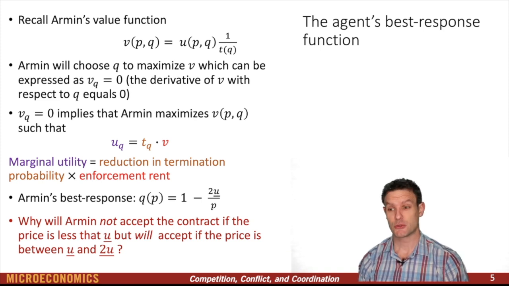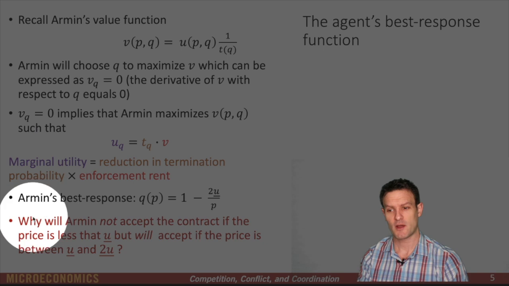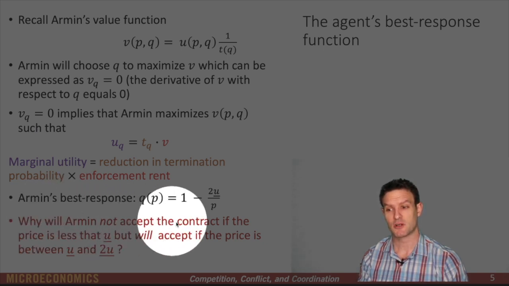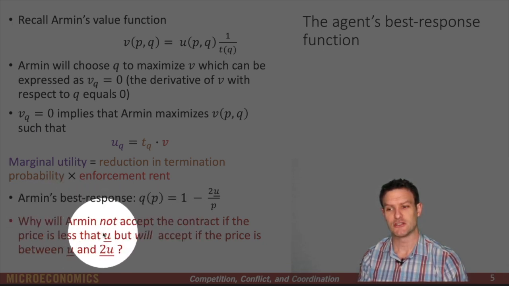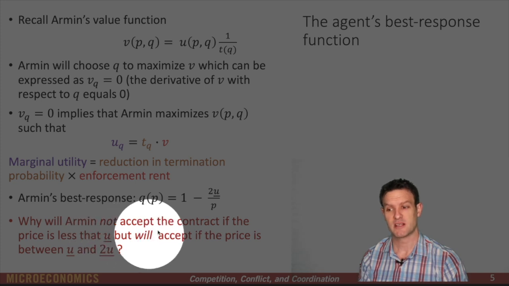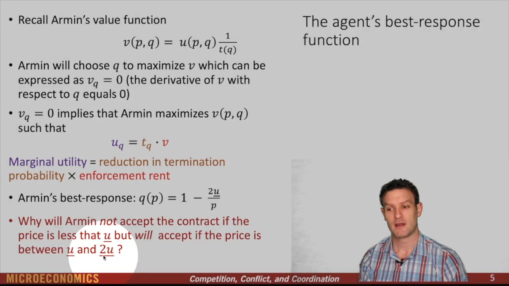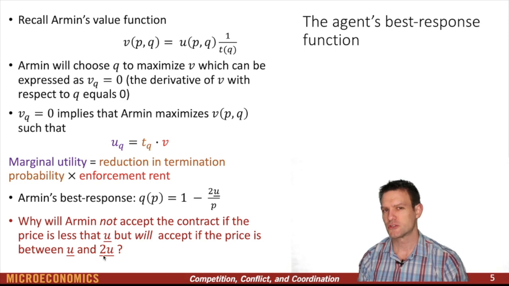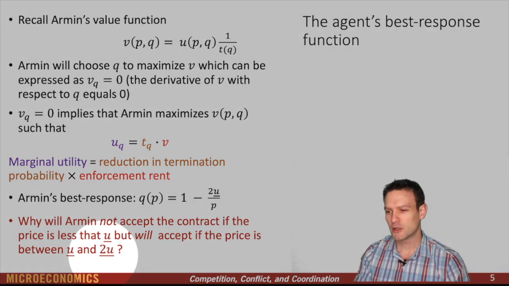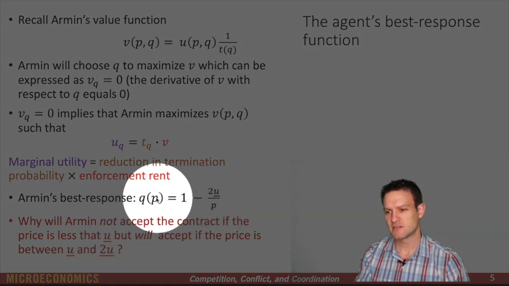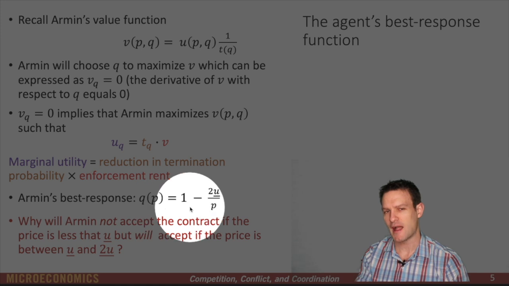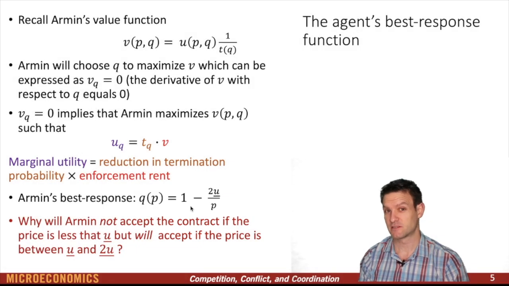Okay, so what we need to do here is to think a little bit about this question. Why will Armand not accept the contract if the price is less than U underbar, but will accept the contract if the price is between U underbar and 2 U underbar? So that's a question you can answer here. Imagine that P is less than U underbar. Look at this best response function and see what level of quality Armand would provide if P is less than U underbar. What would happen then?